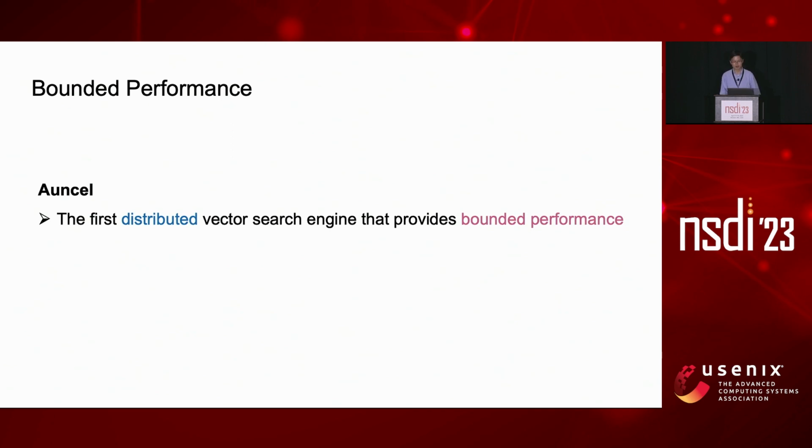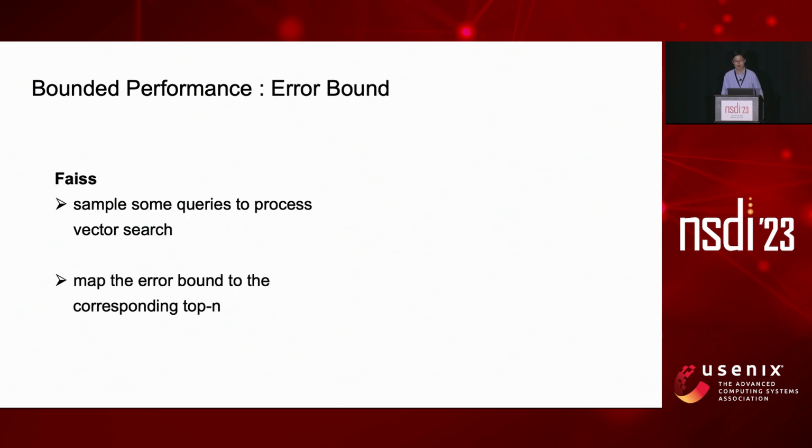Before introducing our system, I will introduce some baseline methods to guarantee the bounded performance. Providing the error bound is challenging since the relationship between error and top n is hard to provide. Faiss is a widely used open-source vector query processing engine and is adopted in production-level vector databases like Milvus, Zilliz, and Vearch. Faiss adopts a simple method to tune the top-N parameter in order to provide bounded performance.